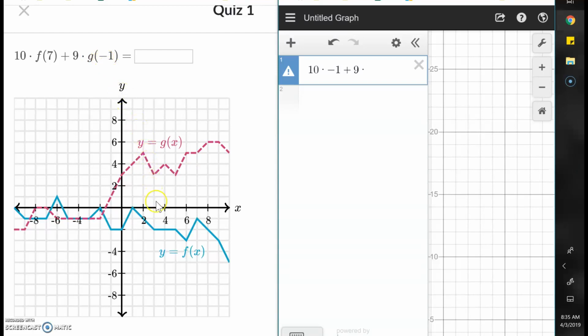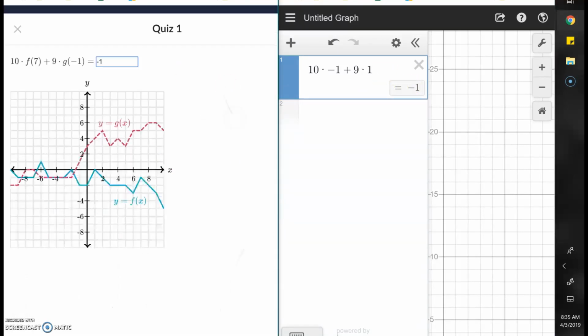value. So I go to -1 for x, which is right here. Boom. This time I'm going to the G line, which is right here. Boom. And the output is +1. I let Desmos do the rest, and that expression evaluates to -1.